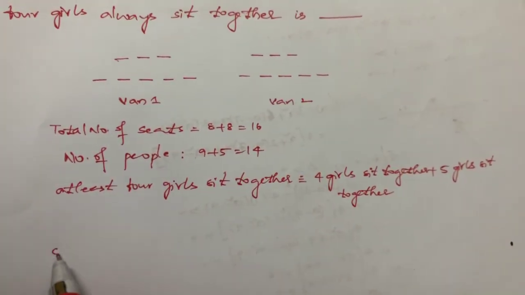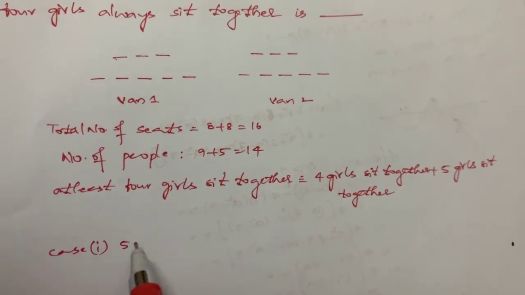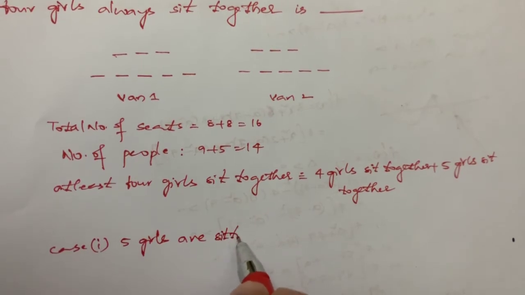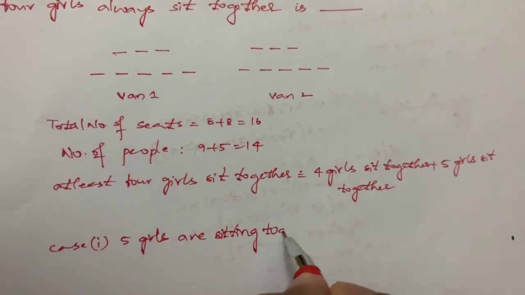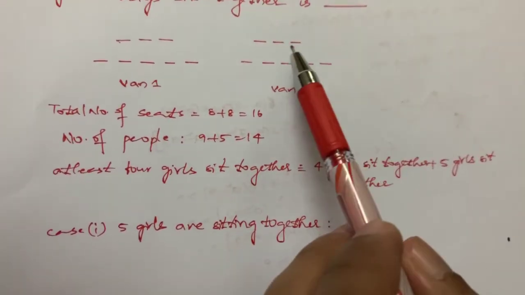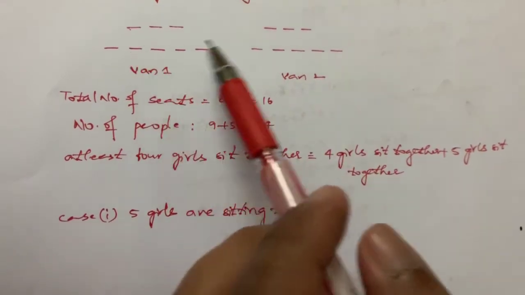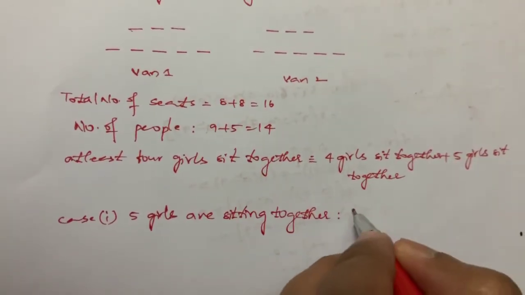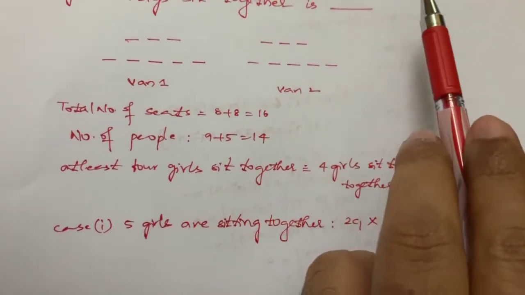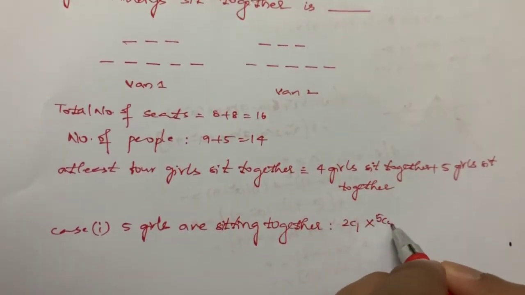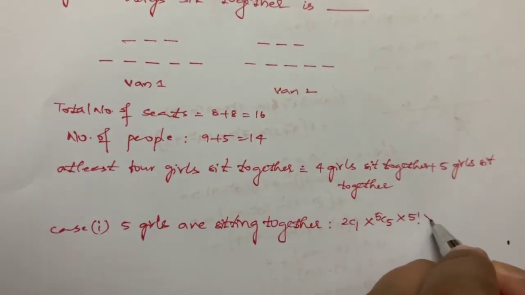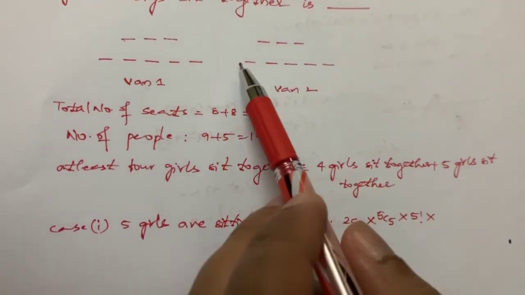So, let us say case 1, 5 girls are sitting together. All 5 have to be placed in van 1 or van 2 in the back row. So, select 1 van, 2C1, and then select all 5 girls, 5C5, and they have to be arranged in 5 seats, so 5 factorial.